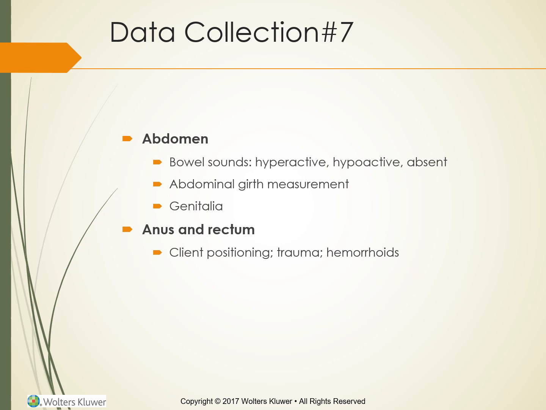Abdomen, checking bowel sounds for hyperactive, hypoactive, and absence of. With abdomen, you start with inspection first and then go immediately to auscultation. Then you can do your percussion and palpation. In some cases, you're going to do an abdominal girth measurement, and also you want to inspect the genitalia every time you assess your patient.